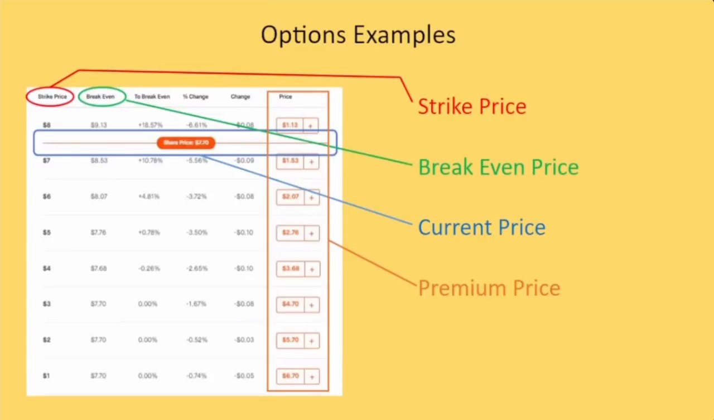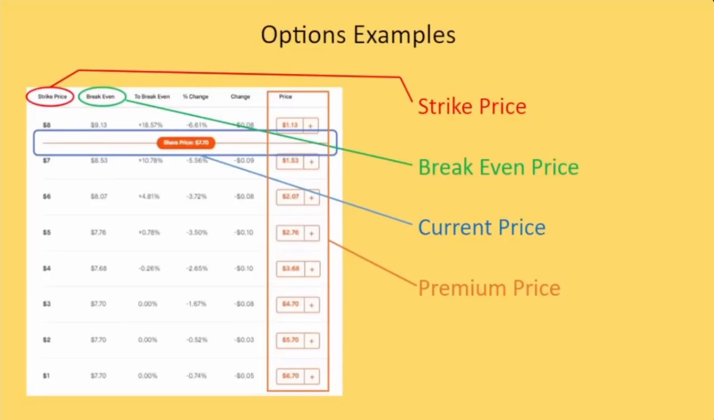The current price on the screen, and this will usually be seen in most platforms where you'll be able to see a current price. We want to take note of that. And then the break even here on this screen, of course, you can see it equals $9.13. That would be $8 strike price plus the $1.13 premium.